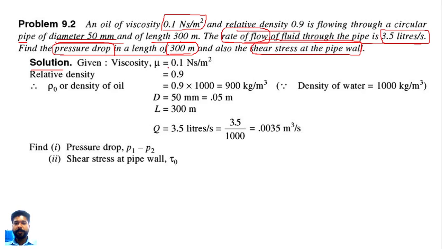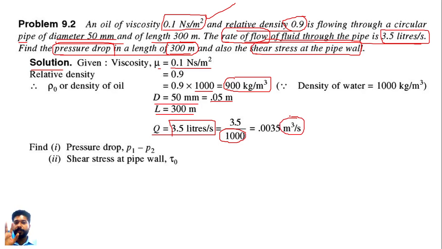You need to write down in this format: mu equals 0.1 Newton second per meter square. Relative density is 0.90, so by multiplying by 1000, here it is 900 kg per meter cube. Diameter is 50 mm, so divided by 1000, it will be 0.05 meter. Length is 300 meters. Discharge is 3.5 liter per second, so by dividing by 1000 you can have the answer in meter cube per second. So we need to find the rate of flow, or it is called volumetric flow, that is meter cube per second. Okay, so we have this discharge.